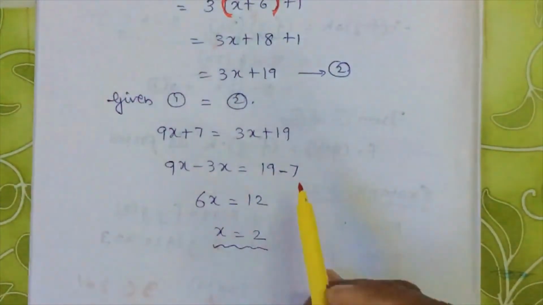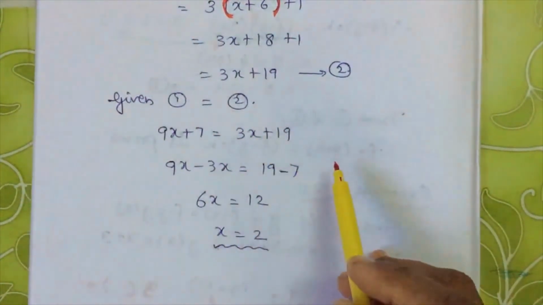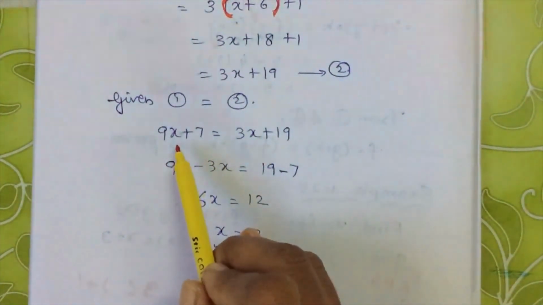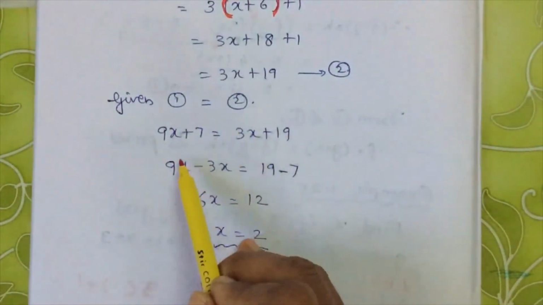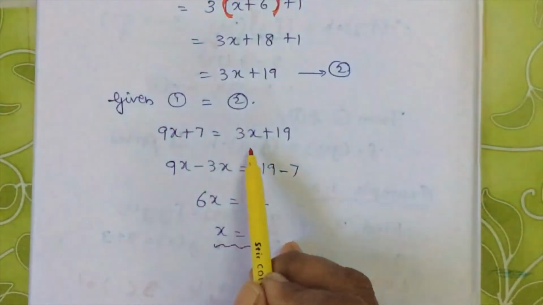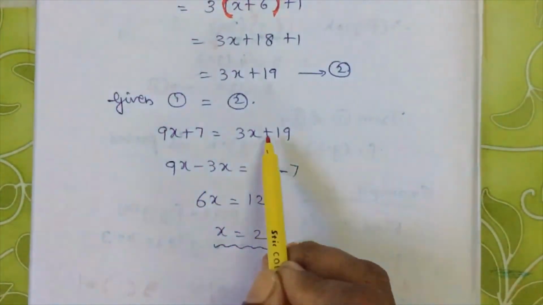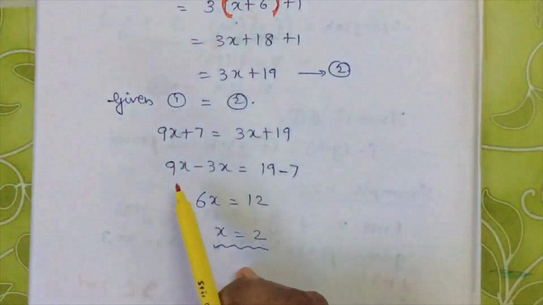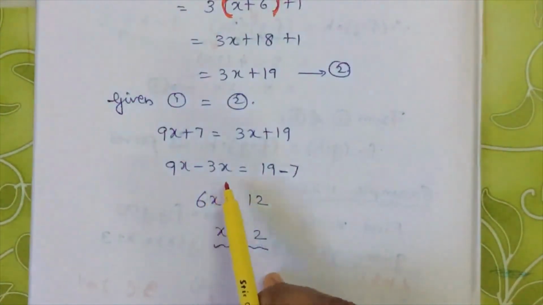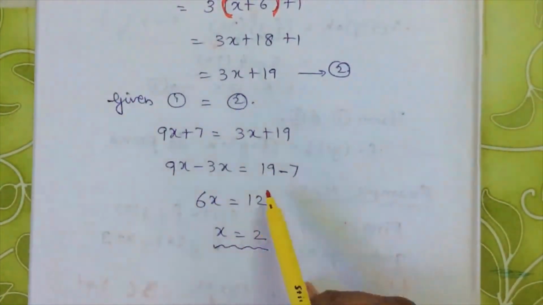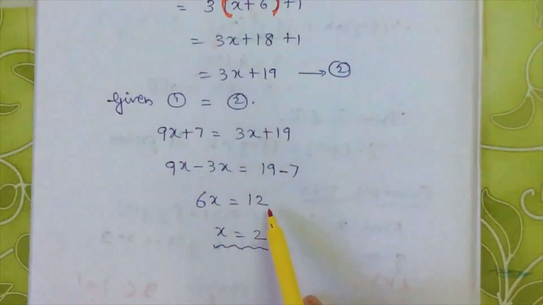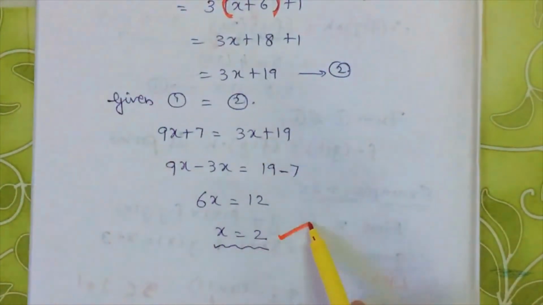So what condition has been given to you? They have said 1 and 2 are equal. So the first and second results are equal. So 9x plus 7 should be equal to 3x plus 19. So bring x to one side and constants to the other side. 9x minus 3x is equal to 19 minus 7. Therefore 6x is equal to 12, x is equal to 2.